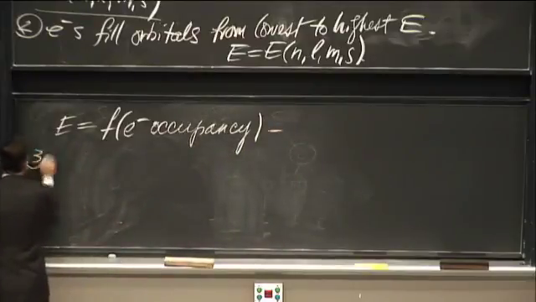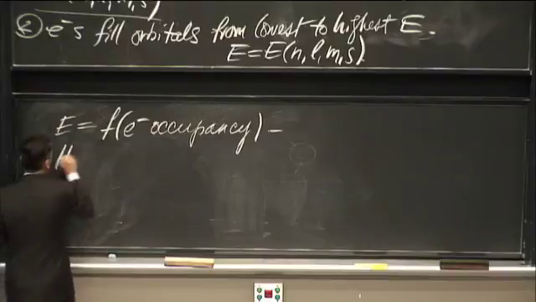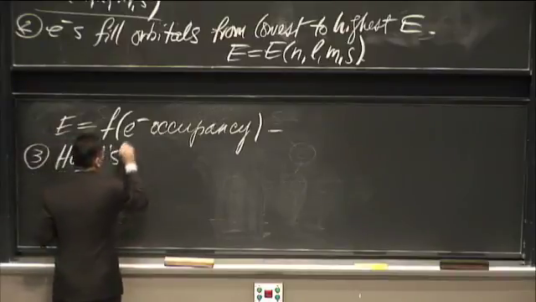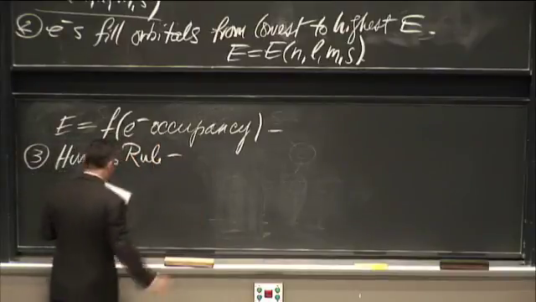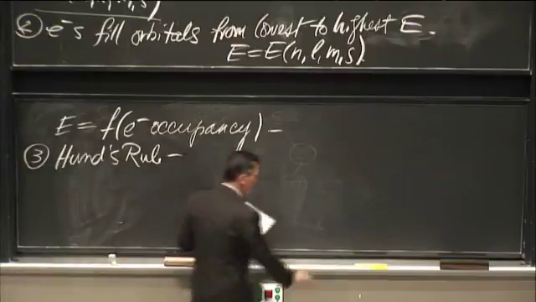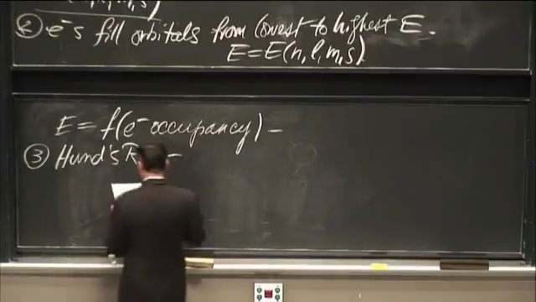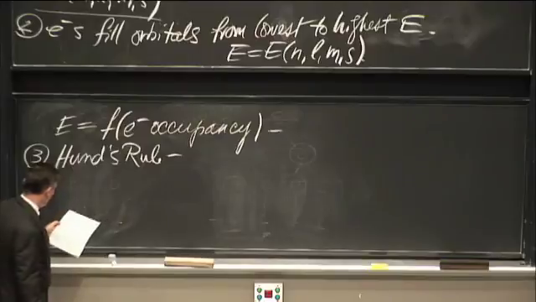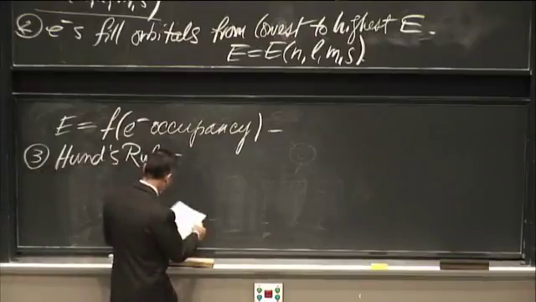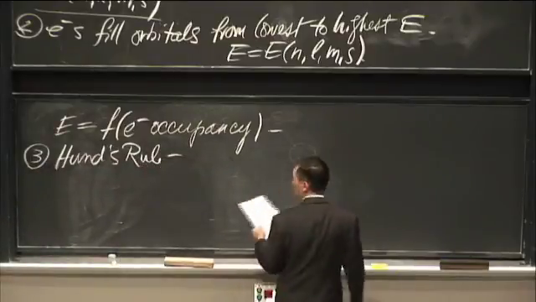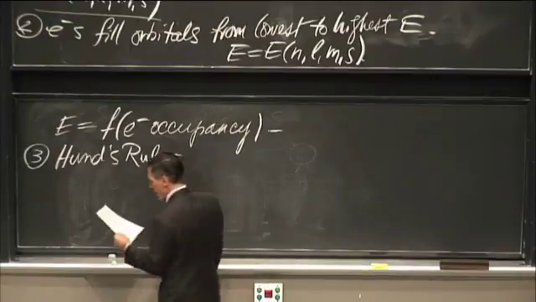And then the third part of the Aufbau principle is called Hund's rule. Now, Hund is German for dog, but this isn't named after a dog. This is named after Friedrich Hund, a professor of physics at Frankfurt. He taught for many years. He died at the tender age of 101.